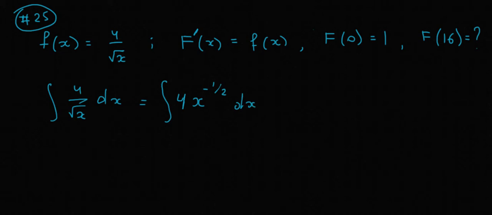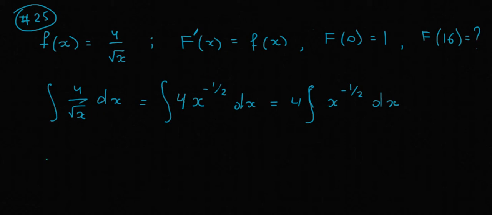Four is a constant factor. We can move it outside of the integral by the constant rule. And to integrate a power of x, in this particular case x to the power negative 1/2, we can use the power rule.